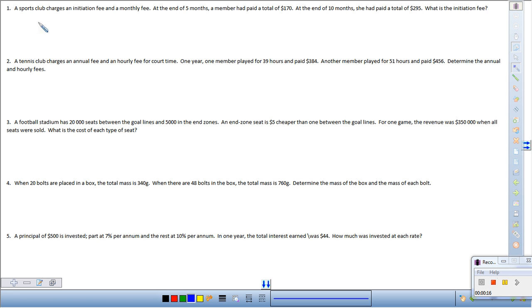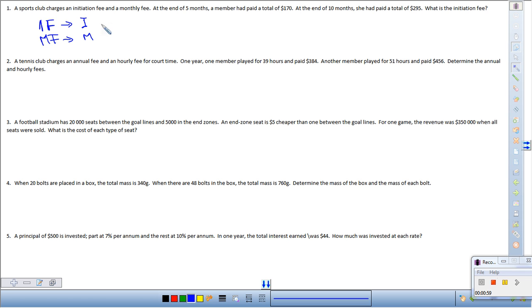I have two types of fee. I have an initiation fee, so let's call this one I, and a monthly fee, that one M. Now, after 5 months, the member has paid a total of $170.